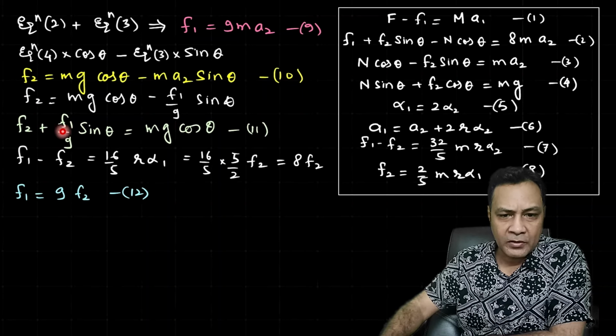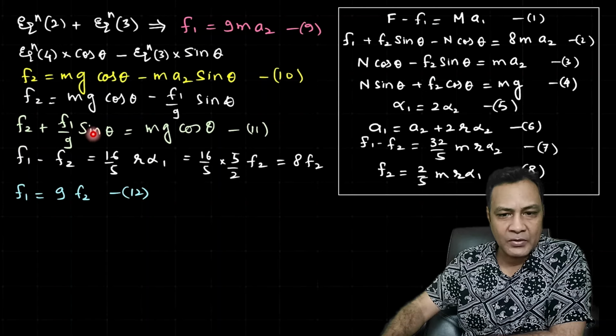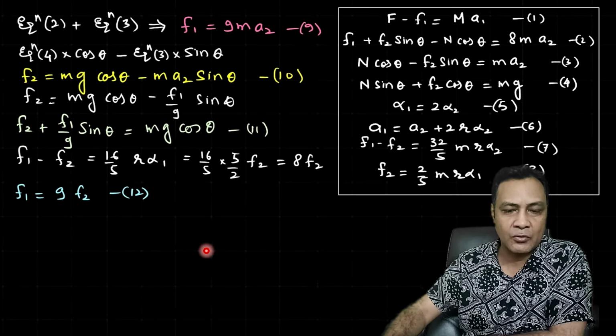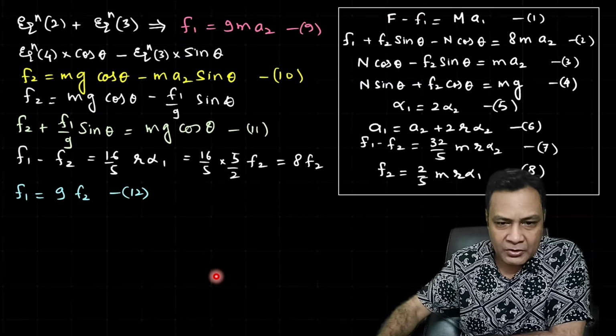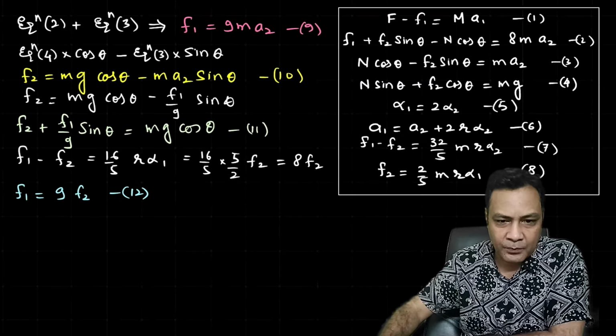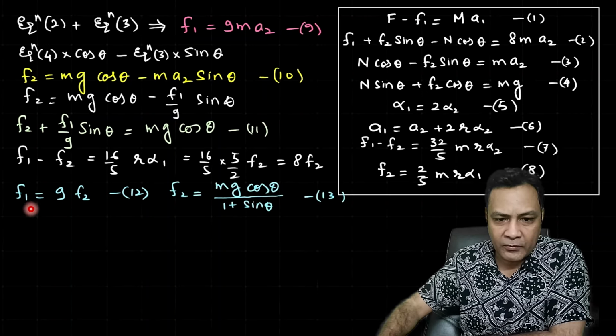So if I put it here, that will be F2 plus F2 sine theta, that is F2 into 1 plus sine theta on the LHS, and on the RHS, that is mg cos theta. So for F1 we get mg cos theta upon 1 plus sine theta. Sorry, F2. Let me repeat what I am doing.